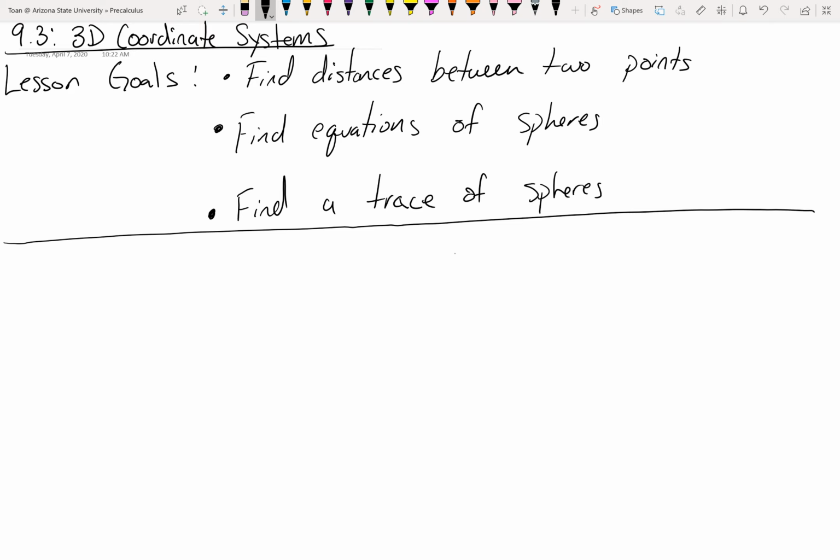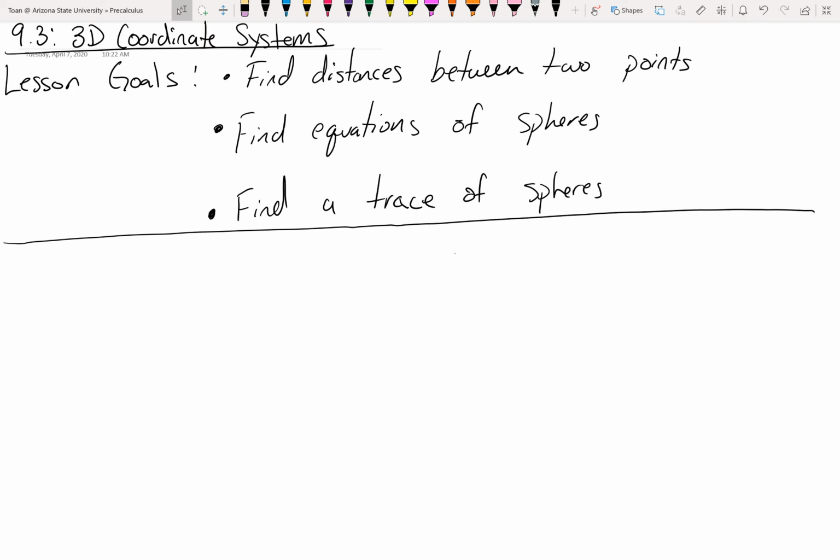So by the end of today, we should be able to find distances between 2 points in 3 space, find equations of spheres, and find this thing called a trace of a sphere. And I did say that a lot of the mathematics behind three-dimensional systems are similar or built upon the mathematics of two-dimensional systems. To prove my point, let's make a comparison table here.